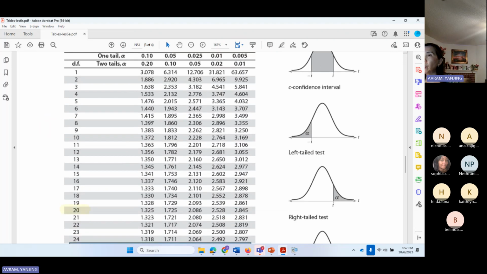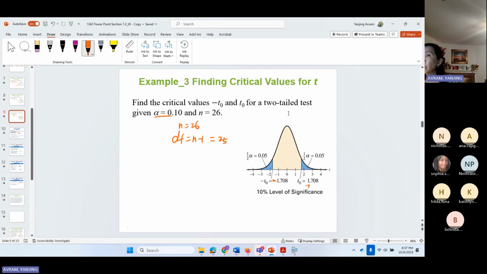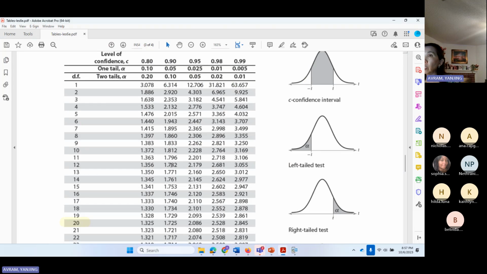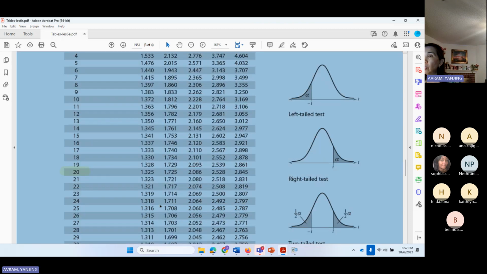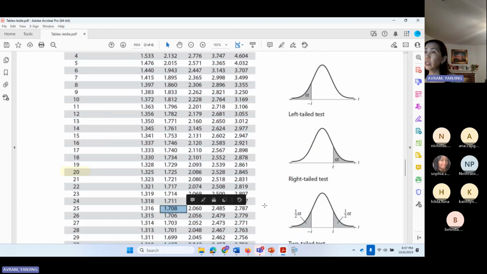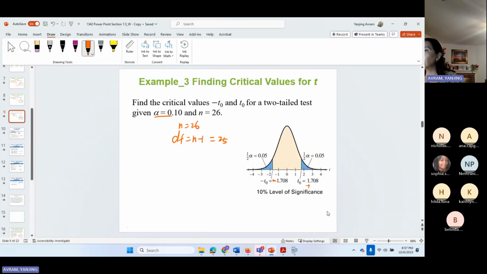And then it's two tails. So make sure you choose the two tail, because this one is telling you it's a two tail test. Two tail test, the alpha is 0.10, okay? So two tail, alpha is 0.10. So right here, this one right here, and then we look at this one. So this one will be 1.708. All right, and then you have to write down one is positive, one is negative, because you have a two-tail test. So 1.708: one is positive on the right, on the left will be negative.